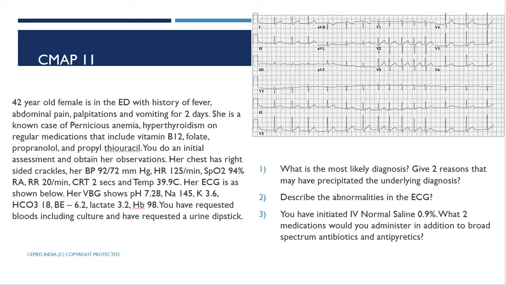What is the most likely diagnosis? Give 2 reasons that may have precipitated. So the most likely diagnosis over here, based on the scenario given, is a thyroid storm. Yeah, so this is thyroid storm, and 2 reasons could be septicemia or electrolyte abnormalities. However, electrolytes look normal, so I would say septicemia and acidosis would be the thing. Or she might have overdosed herself with some medications.